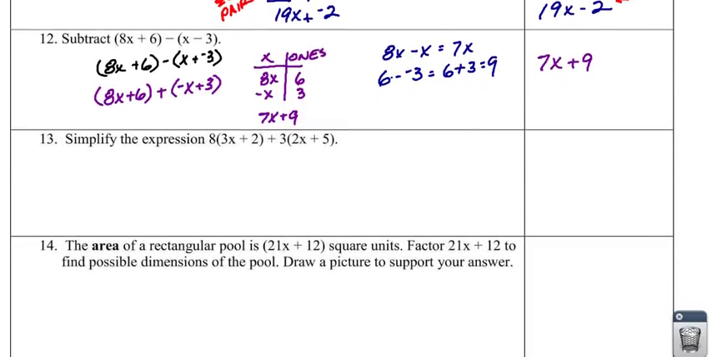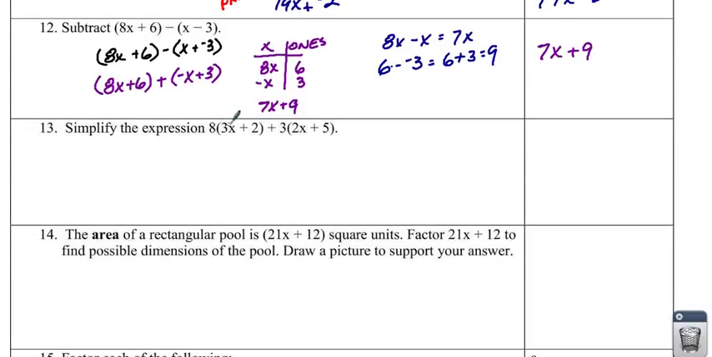Simplify the expression 8 times 3x plus 2 plus 3 times 2x plus 5.